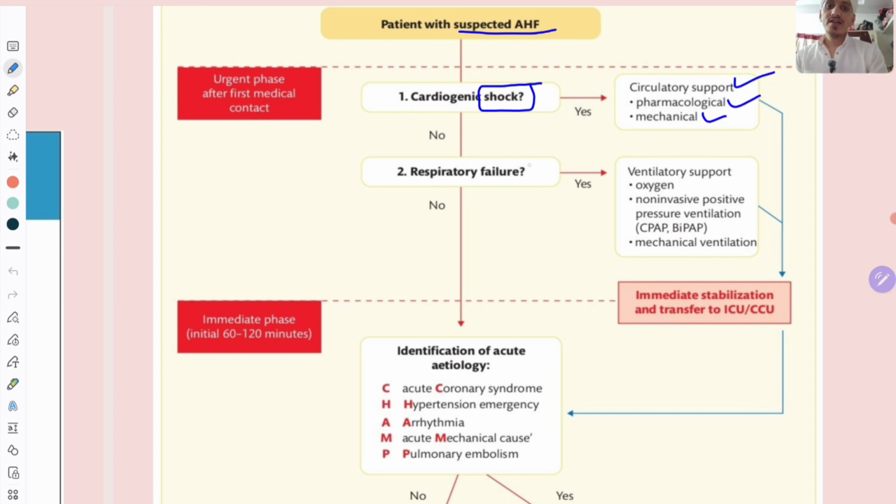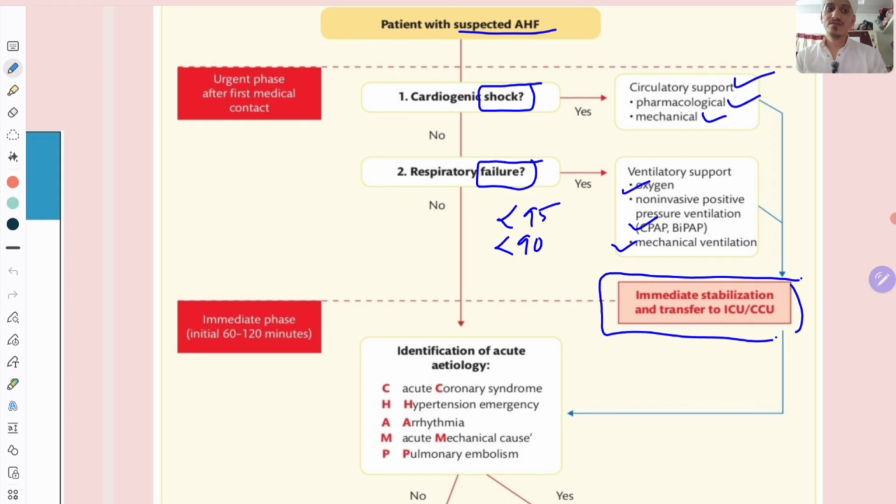Now, if it is not there, then we see whether there is respiratory failure, so whether the saturation is less than, suppose, 95 or less than 90. If yes, then we give ventilatory support depending upon the severity of respiratory failure. It can be in the form of normal oxygen, or CPAP or BiPAP, or mechanical ventilation in severe cases when the patient doesn't have consciousness. After this, we immediately stabilize the patient and transfer the patient to the ICU, the intensive care unit. That was the first medical contact.